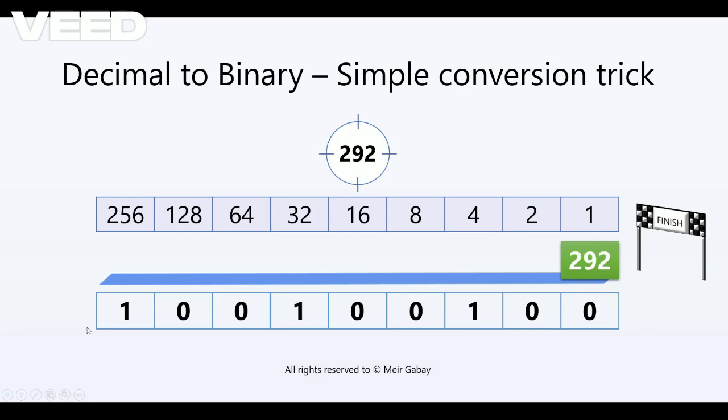292 in binary is 100100100. This is how you write the number in binary. And of course, finish.